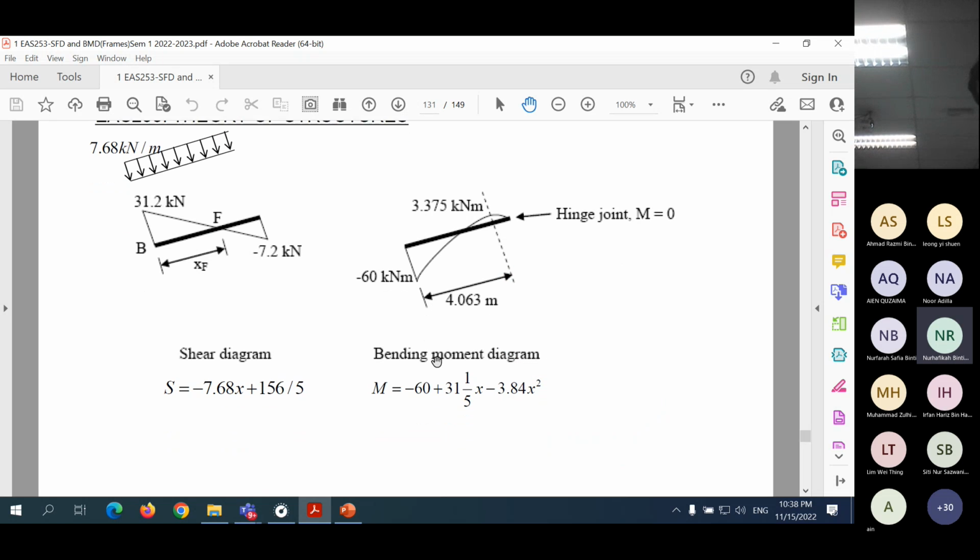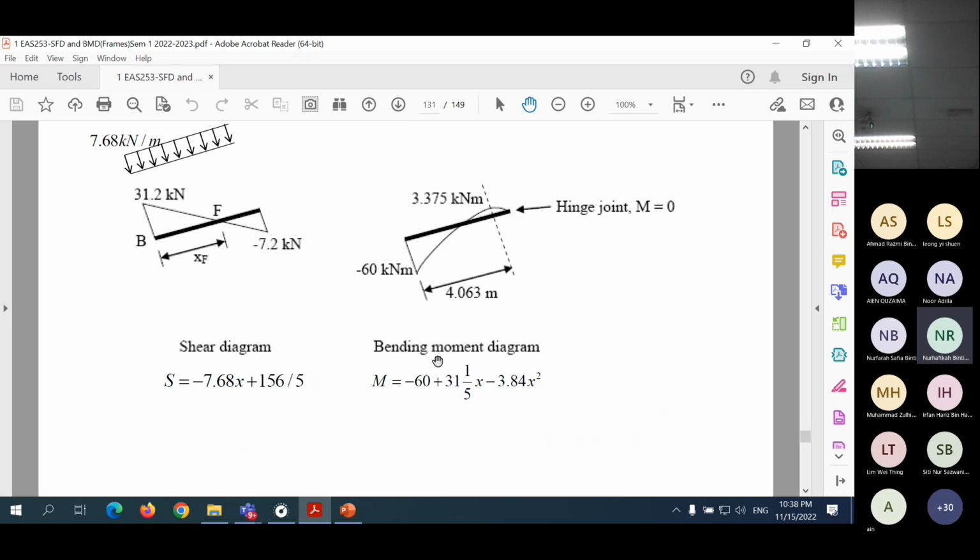So if I draw the shear force diagram and bending moment diagram now, for this part only, the shear force diagram will be a straight line, and there is a point of zero shear there, and the bending moment will be in this way, and we need to find the maximum bending moment where the shear is zero. So you have to find the xF distance there.